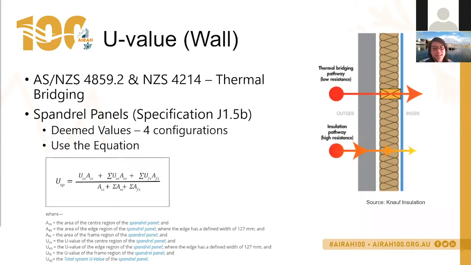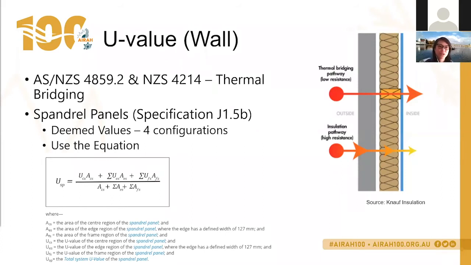The second part that is very different is spandrel panels now get their own section in the National Construction Code, covered under specification J1.5b. There are two methods that specification J1.5b provides to you to deal with spandrel panels. The first is they give you 4 what we call beam configurations. So they tell you the configuration of whether you have a thermally broken or non-thermally broken frame, because your spandrel panels often sit within the frame.